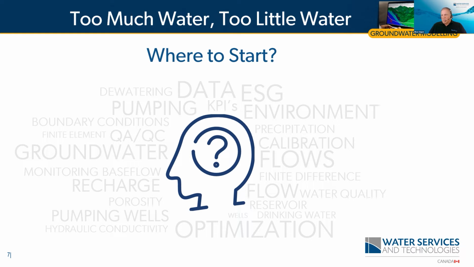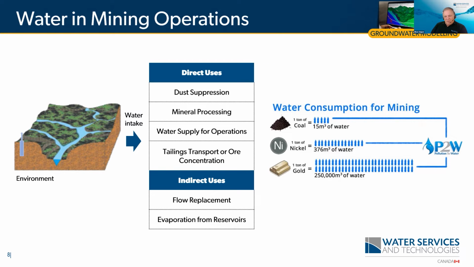So let's start. Where do we start? Water plays a very important role in mining, even though sometimes it's still not as valued by mining companies as it should be. There are a lot of direct uses like mineral processing, water supply for operations, human consumption, tailings transport, dust, and indirect uses as well, that you need water to replace flows in the rivers, to replace water that's evaporated from reservoirs and so on.